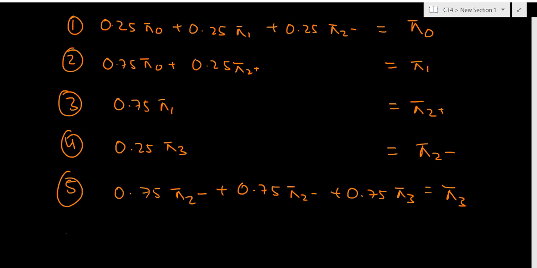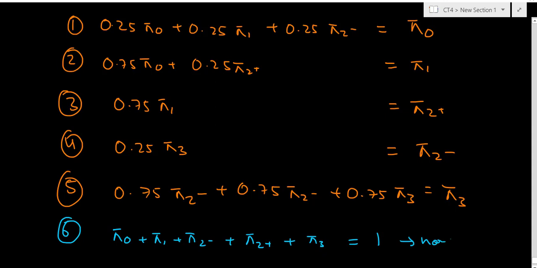So for this, what we do, we use the normalization property. The normalization property means that the sum of the row vector is equal to 1, right? So pi 0 plus pi 1 plus pi 2 minus plus pi 2 plus pi 3, all of these will add up to 1. This is called the normalization property, which we'll have to use in order to solve this system of linear equations. And out of these 6 equations, we'll have to delete one of the equations now.